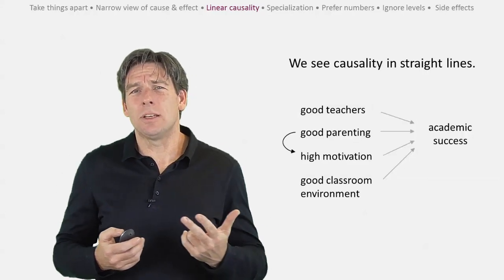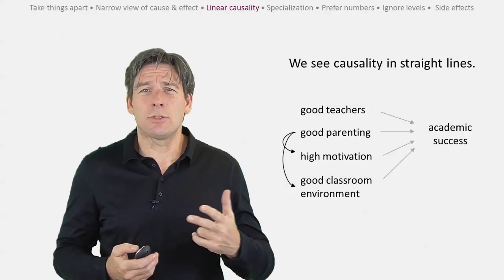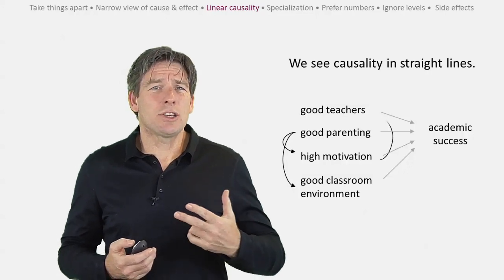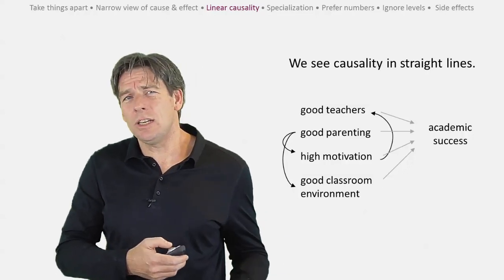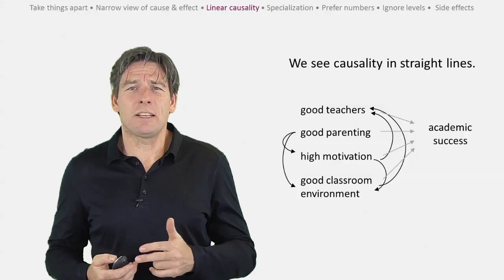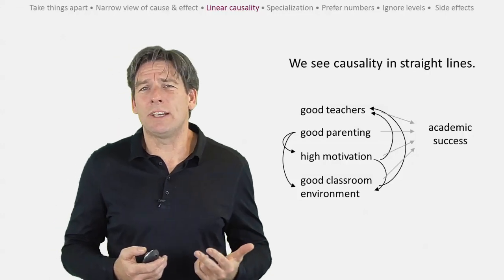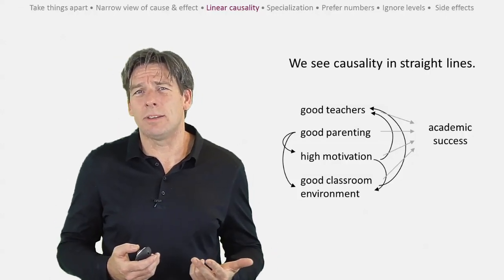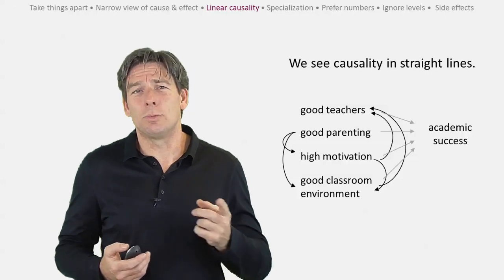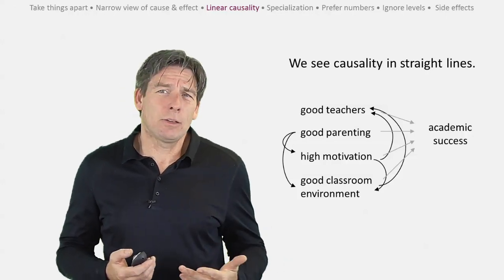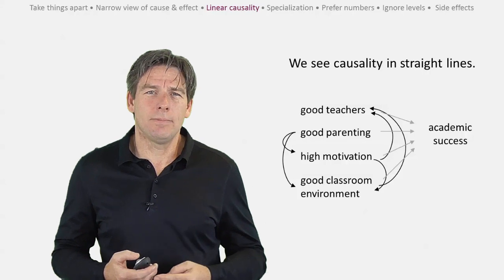Parenting may influence motivation and the behaviour of students in the class. Motivation and behaviour may improve the quality of teaching. Teaching may in turn affect motivation, and we all know that motivated students create a great classroom environment. Causality exists in loops, not just straight lines. Feedback loops are a key driver of complexity.